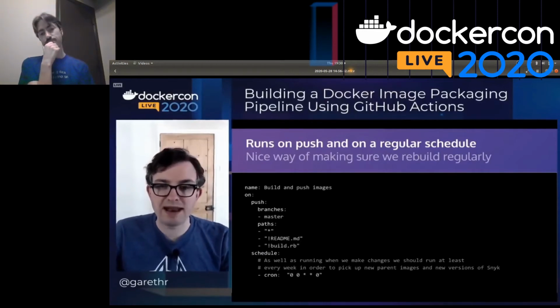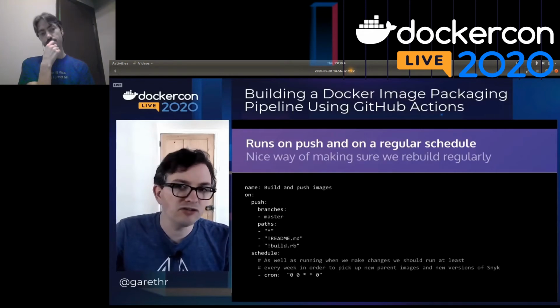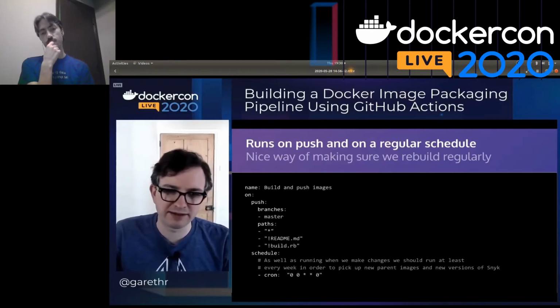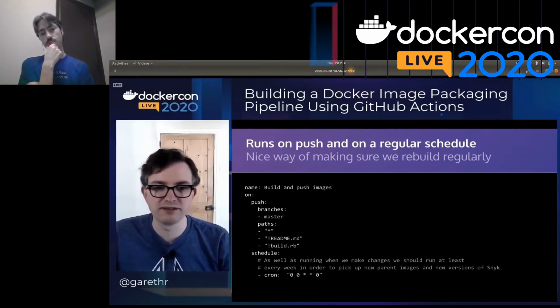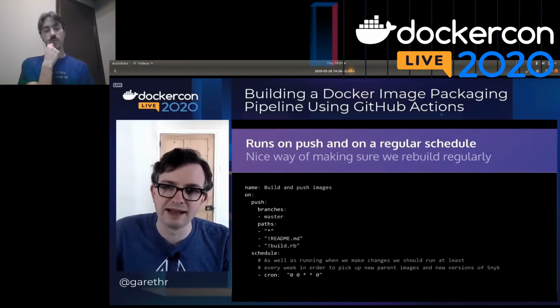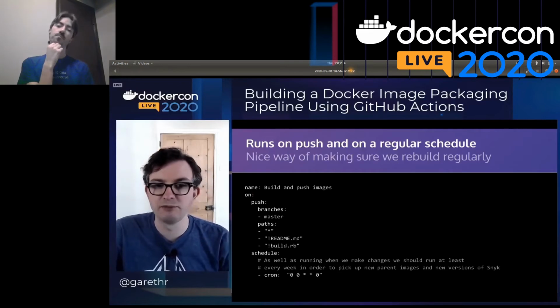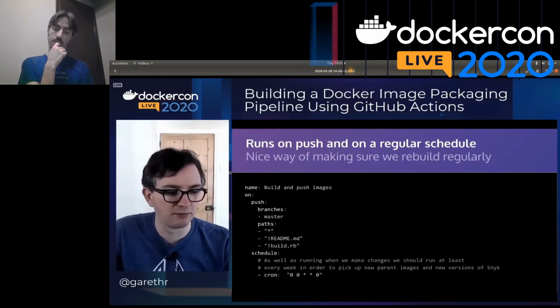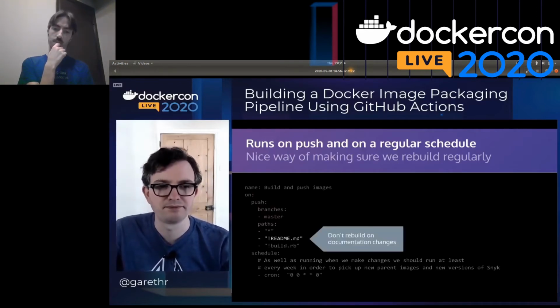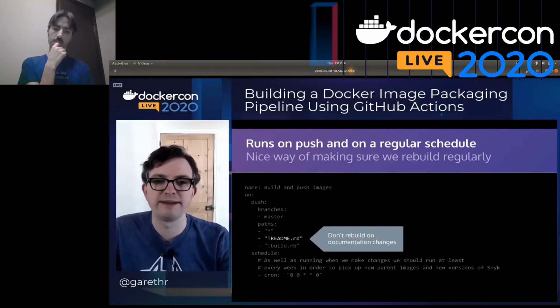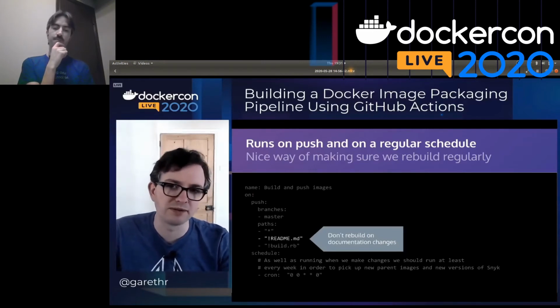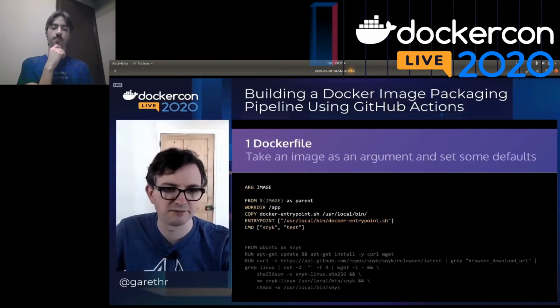That job runs whenever we push changes to the repository, but it also runs on a regular schedule. It's a nice way of making sure we rebuild the images regularly, even if we're not adding new ones. Also, it allows us to pull in the new versions of Snyk and new versions of parent images on a regular basis. But we don't rebuild on documentation changes. You can be quite nuanced with GitHub Actions, which is a nice feature.